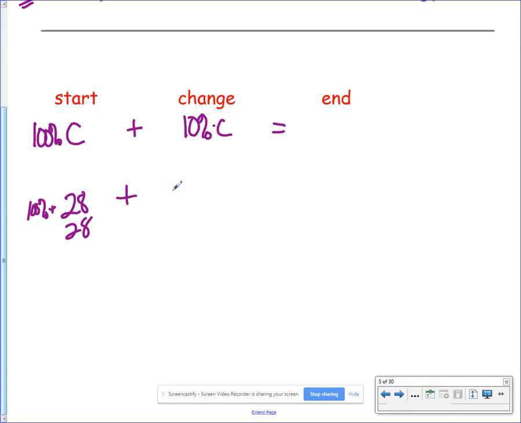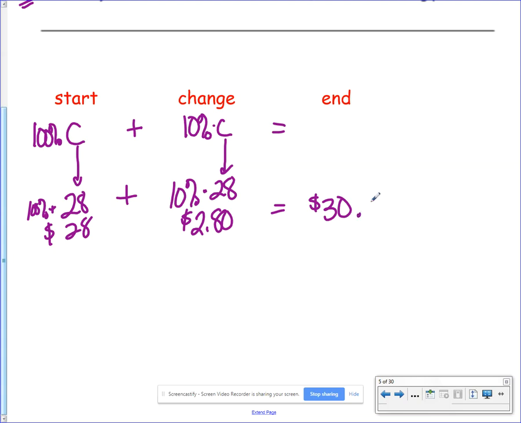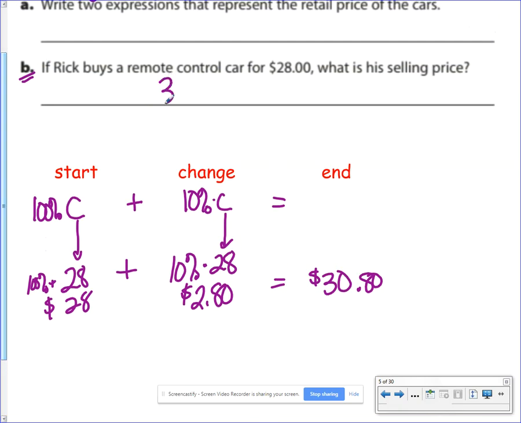I'm going to add 10% times 28. You see how I'm just using the $28 for my variable? That's $2.80. What do you end up with at the end? Add those two together and I get $30.80. Now, I've just answered part B. $30.80 is his selling price.